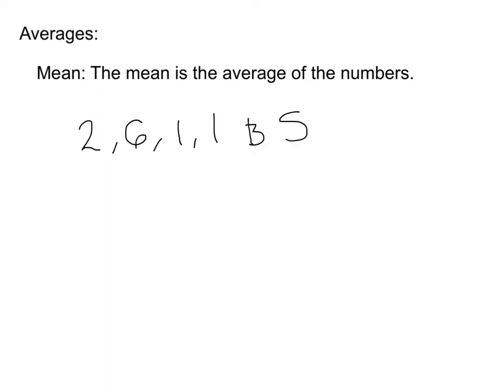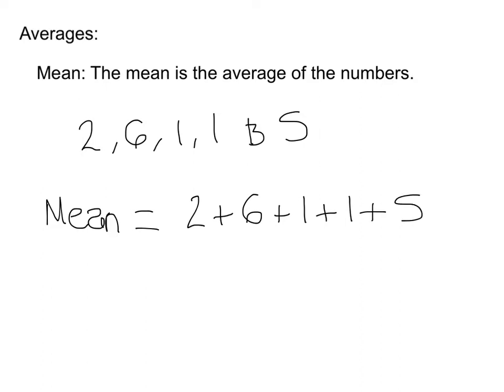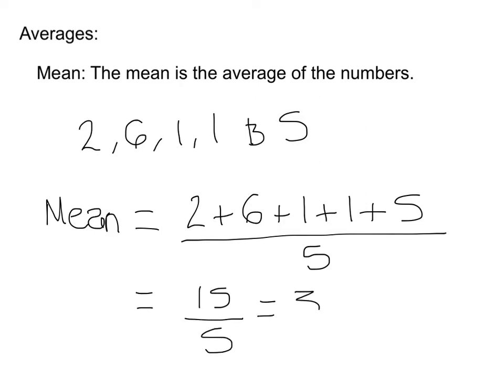and 5, well, as I said, the first thing we need to do when calculating the mean is add all the numbers together. So the mean equals 2 plus 6 plus 1 plus 1 plus 5. So we've added them all together and we divide by how many numbers there are. And we have 1, 2, 3, 4, 5 numbers. So the mean will be equal to 15 divided by 5, which gives us 3. And that's literally how simple the mean is. To calculate it, we just add the numbers together and divide by how many numbers we have.